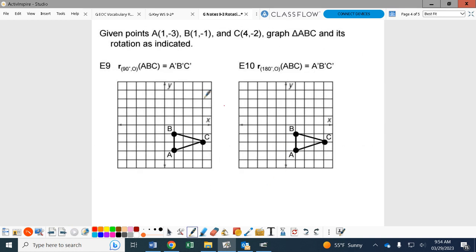So the first one's going to rotate 90. When you see a rotation of 90, the very first thing I want you to do is write down the rule. If you're rotating 90, you're switching them, you're changing the sign of the first one. The easiest way to remember it is you switch, change the sign of the first one because it's the first rotation.